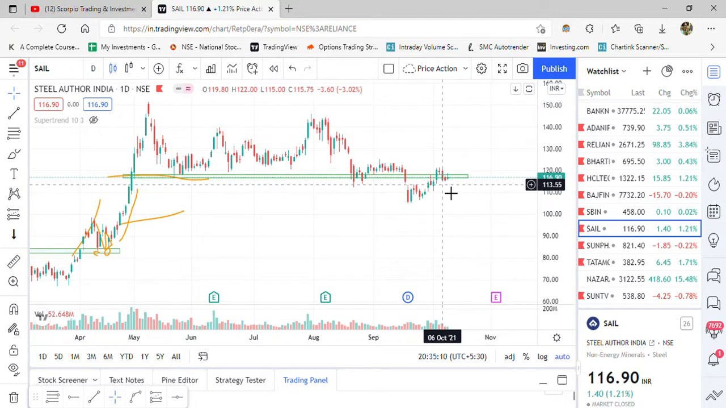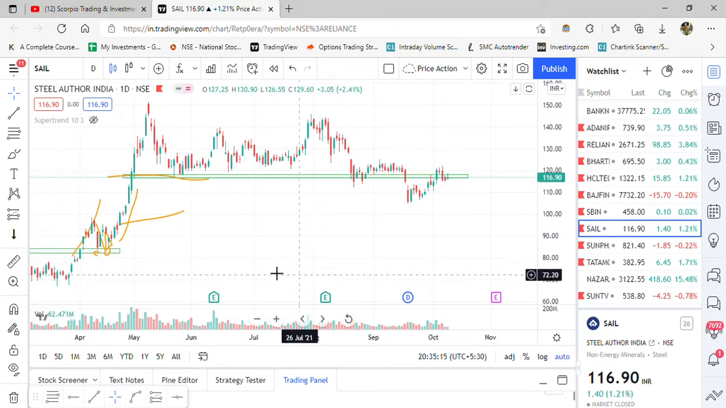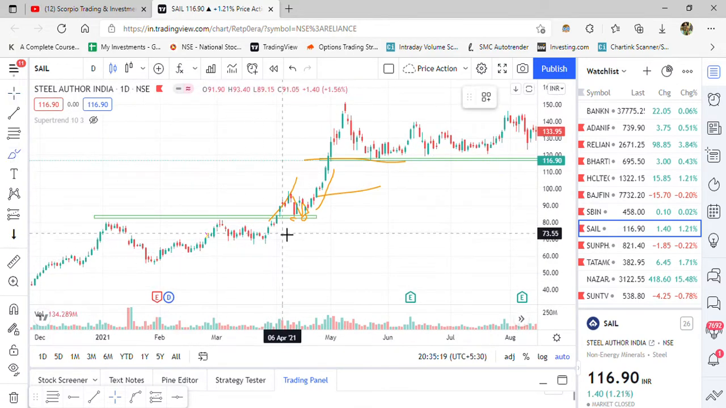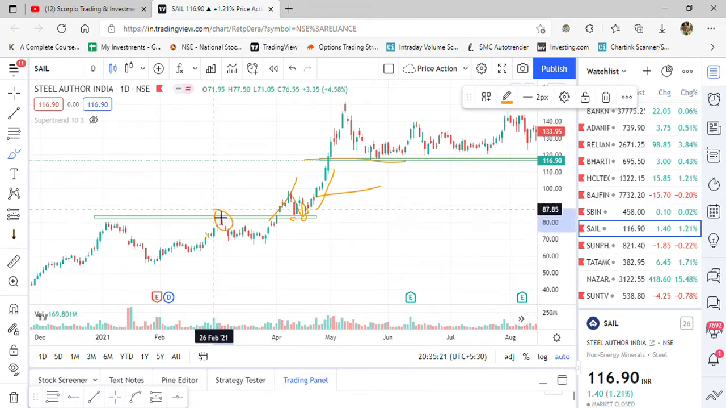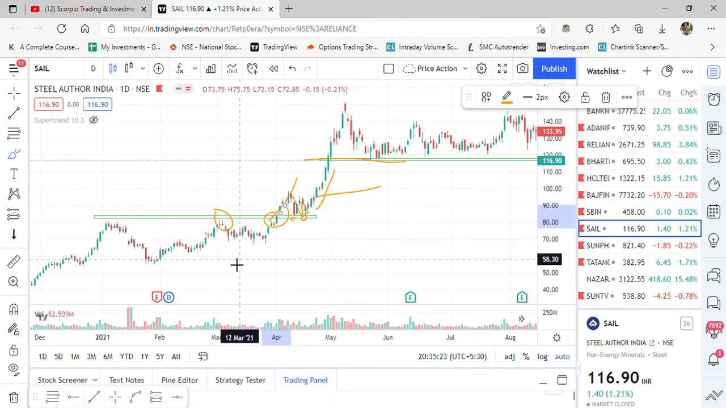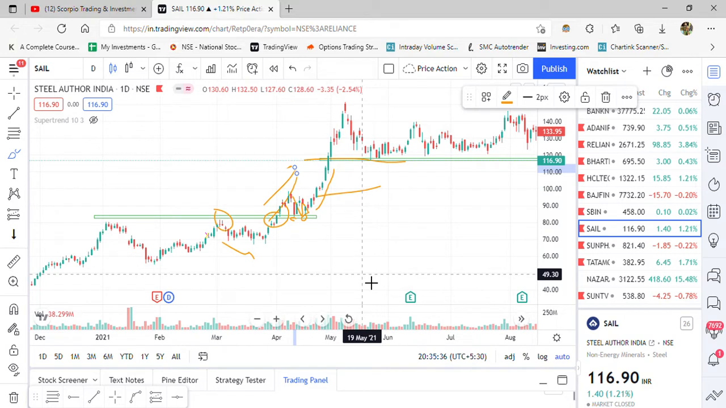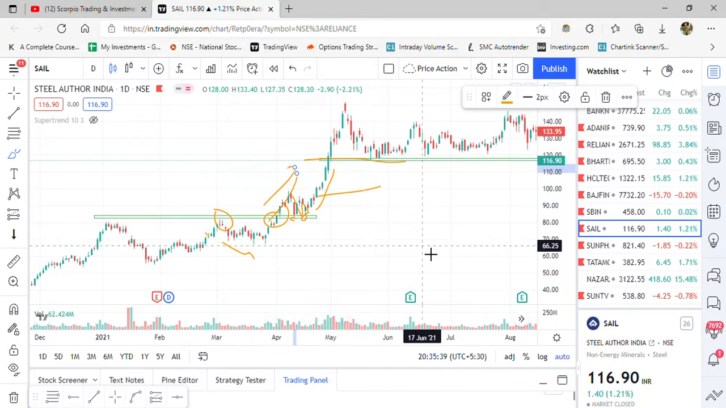Similarly, when stock is near the resistance line, like here, the option is either it can bounce back from resistance and come down, or it can give a breakout and go up. So this is all I have to tell you about support and resistance.